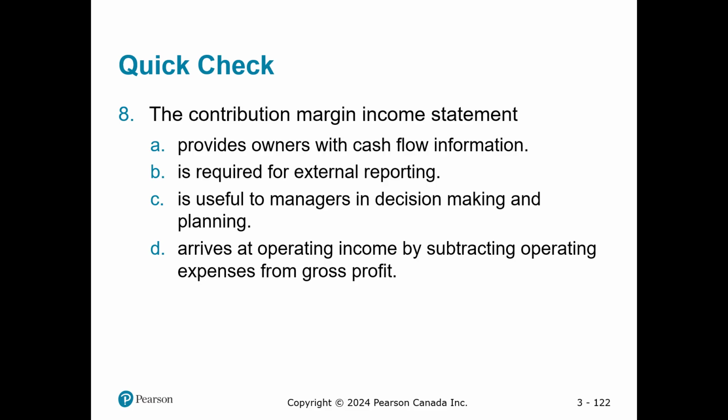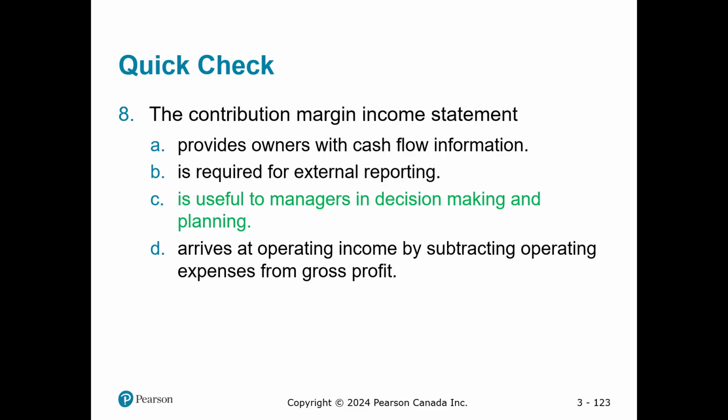8. The contribution margin income statement, A, provides owners with cash flow information. B, is required for external reporting. C, is useful to managers in decision-making and planning. And D, arrives at operating income by subtracting operating expenses from gross profit.